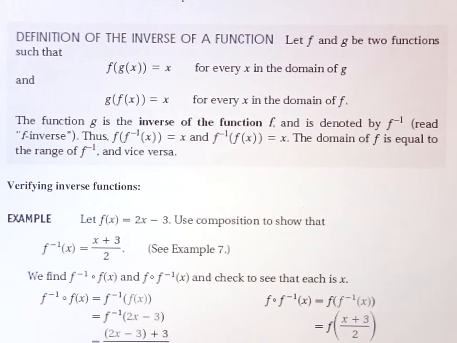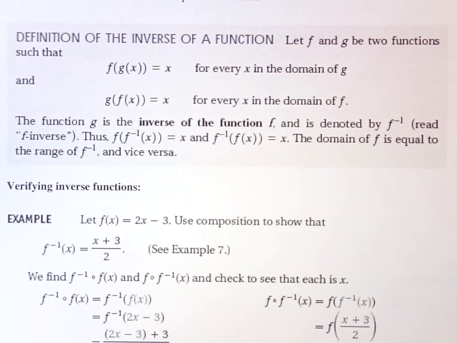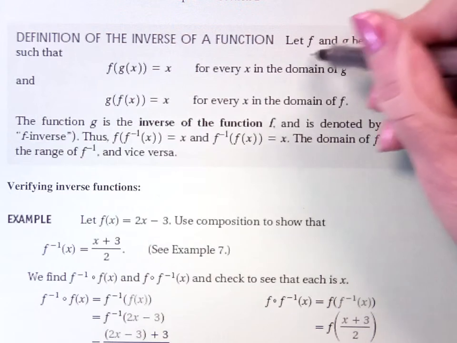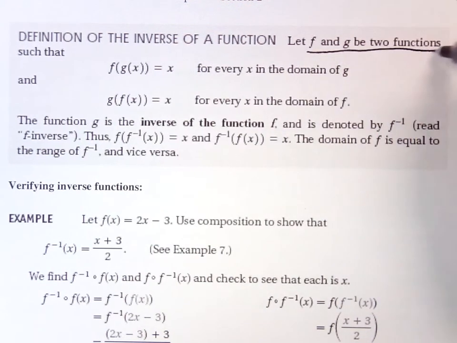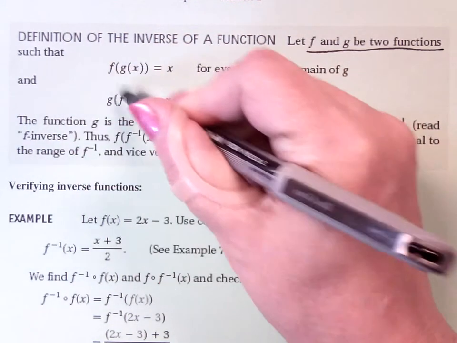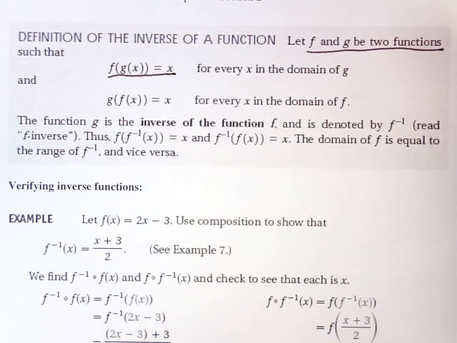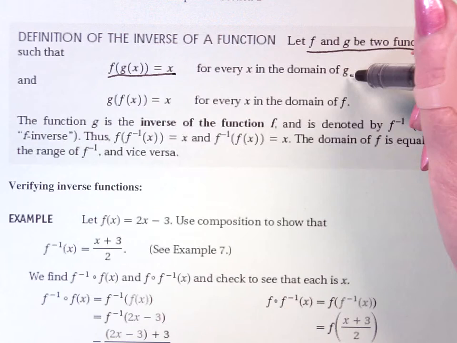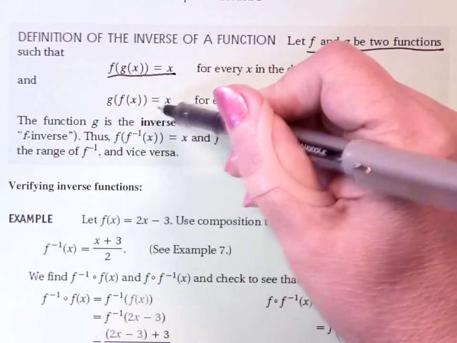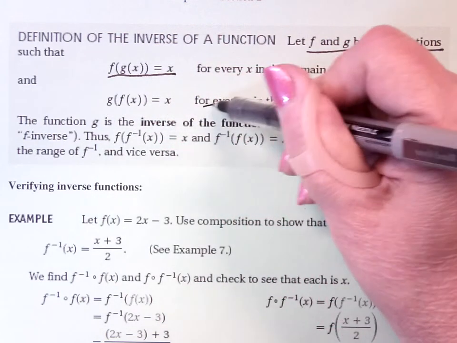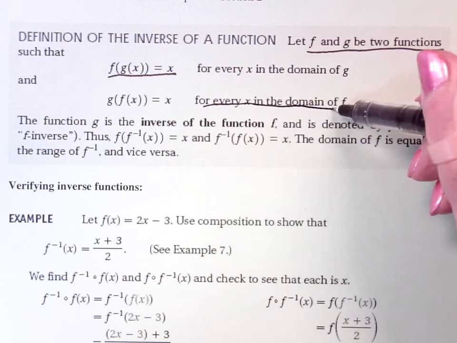Definition of the inverse function. Let f and g be two functions such that f composed with g of x equals x, for every x in the domain of g, and g of f of x equals x for every x in the domain of f.